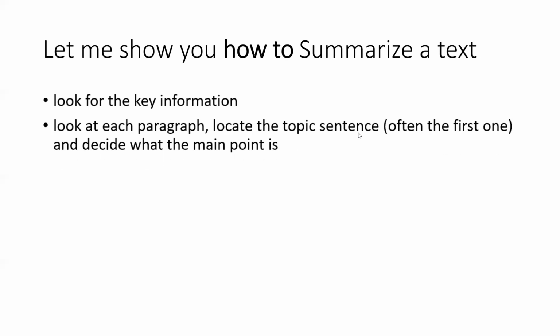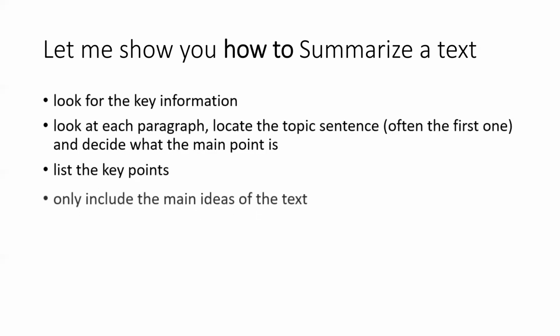It's called a topic sentence. And that's where you decide what the main point of that particular paragraph is. So the first sentence is usually very important. And then the rest, you can just scan through the details, omit them, do not include them in your summary. Again, list those key points and shorten down the main ideas and just summarize it in your own words.